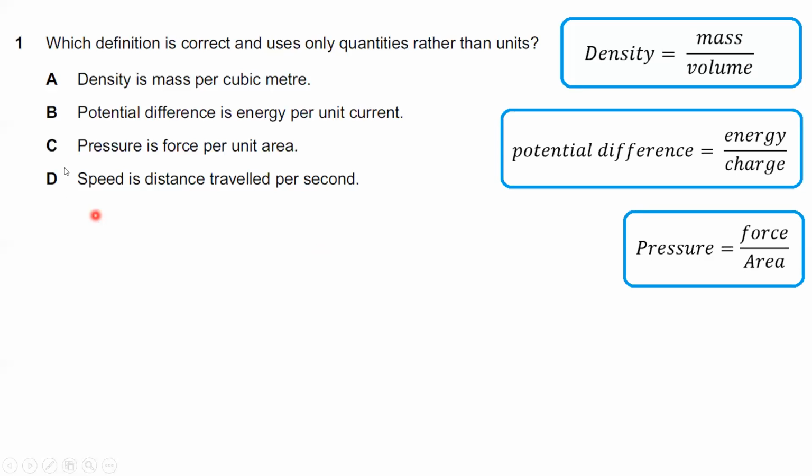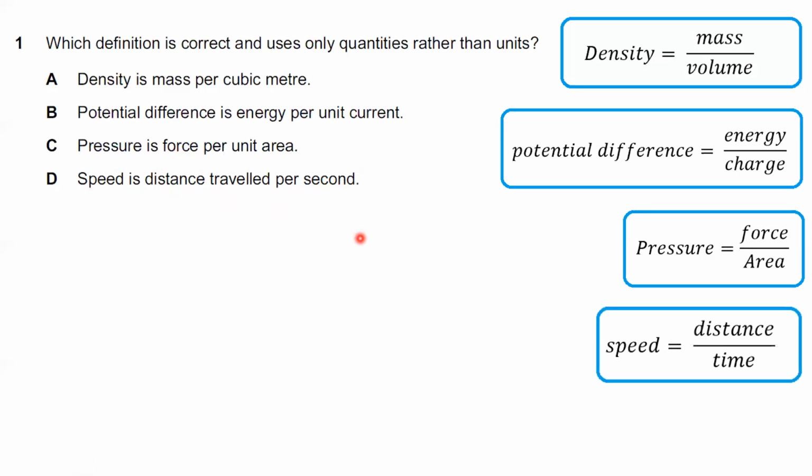Let's see option D as well. Speed is distance traveled per second. Again, speed is given in distance, that is a quantity. Second is a unit, so even though the definition is correct, it is not given fully in quantities. Therefore, the option is C.